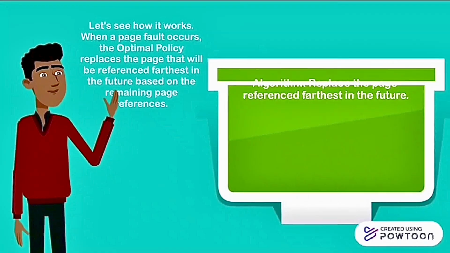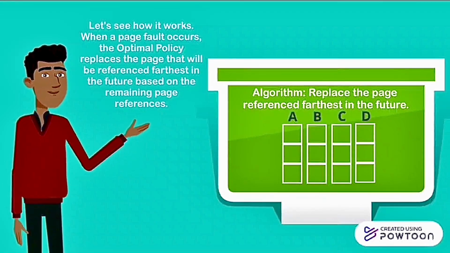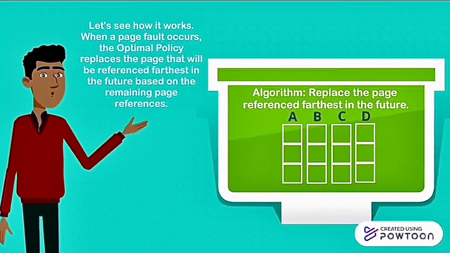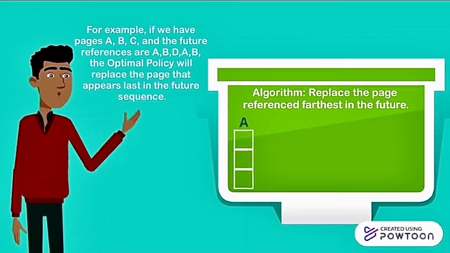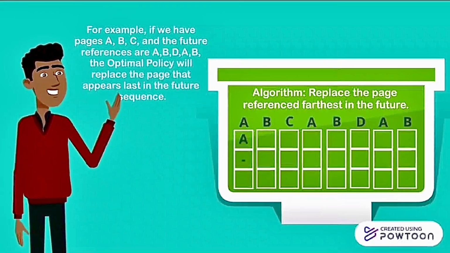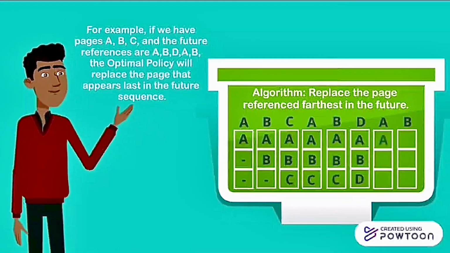Let's see how it works. When a page fault occurs, the optimal policy replaces the page that will be referenced furthest in the future based on the remaining page references. For example, if we have pages A, B, C and the future references are A, B, D, A, B, the optimal policy will replace the page that appears last in the future sequence.